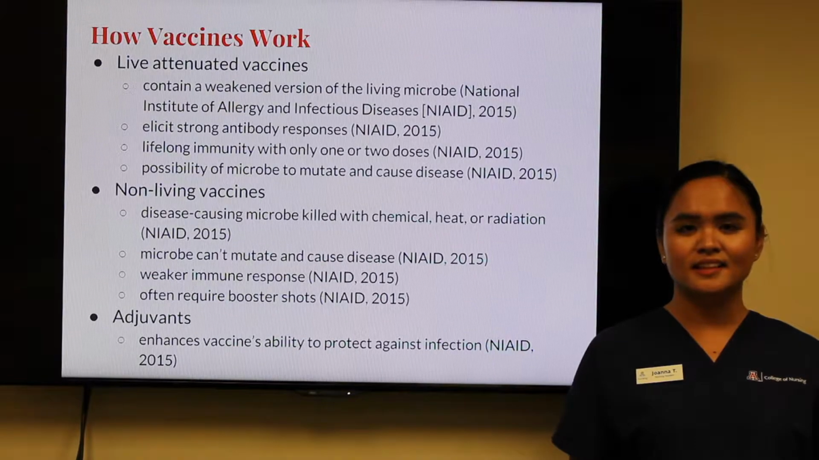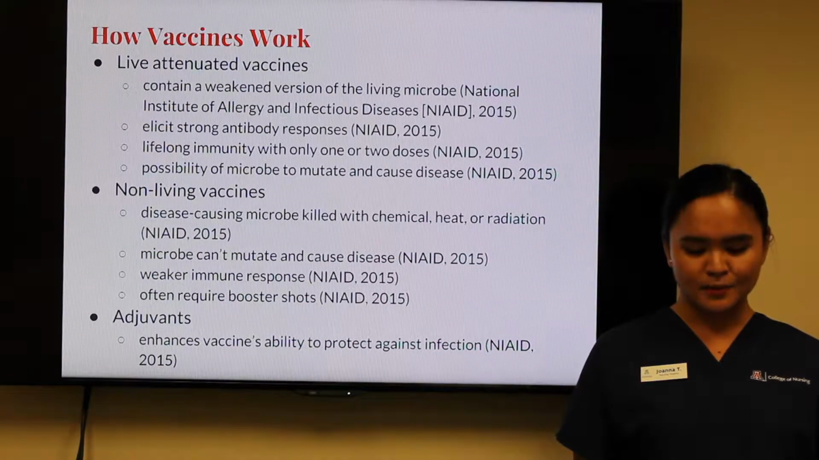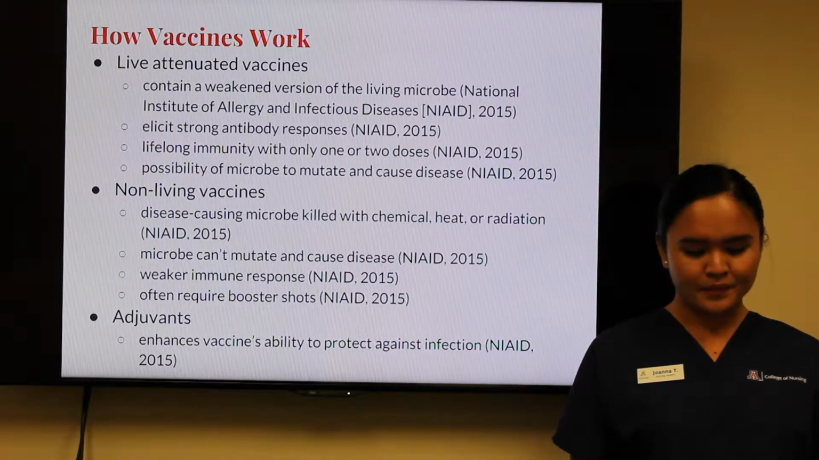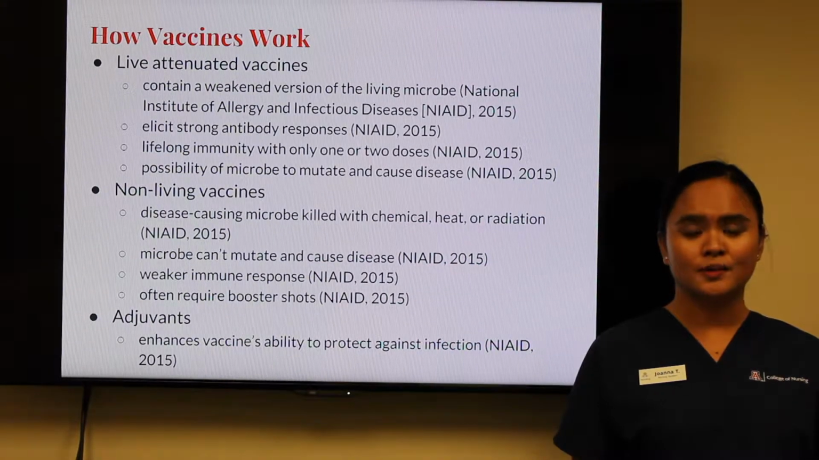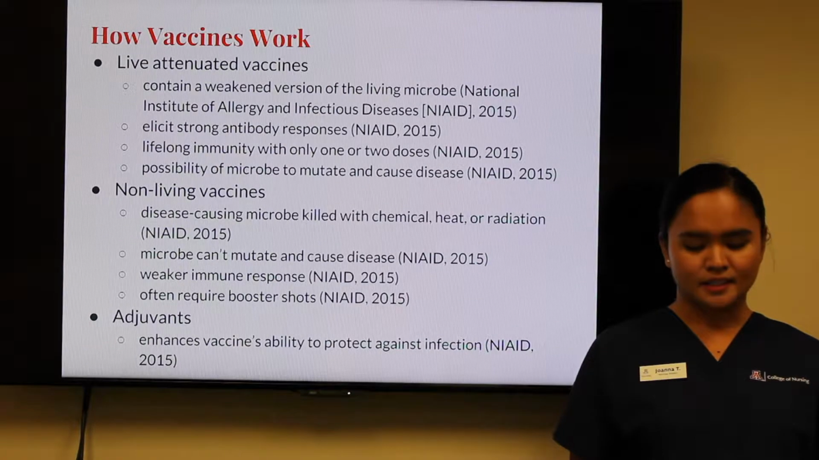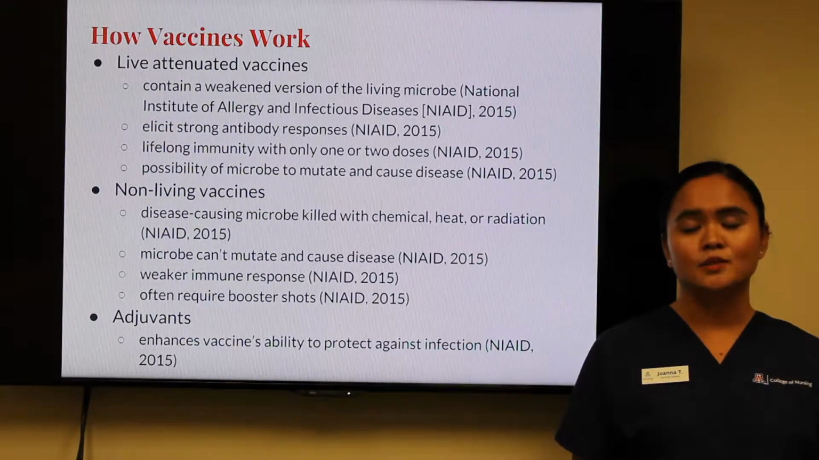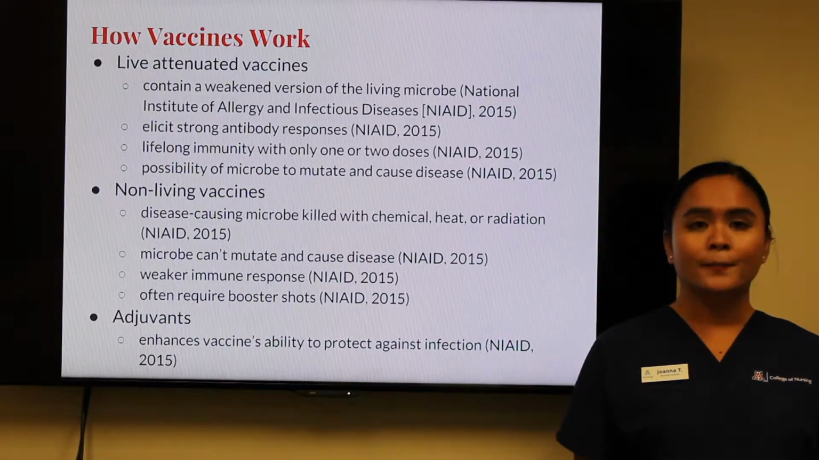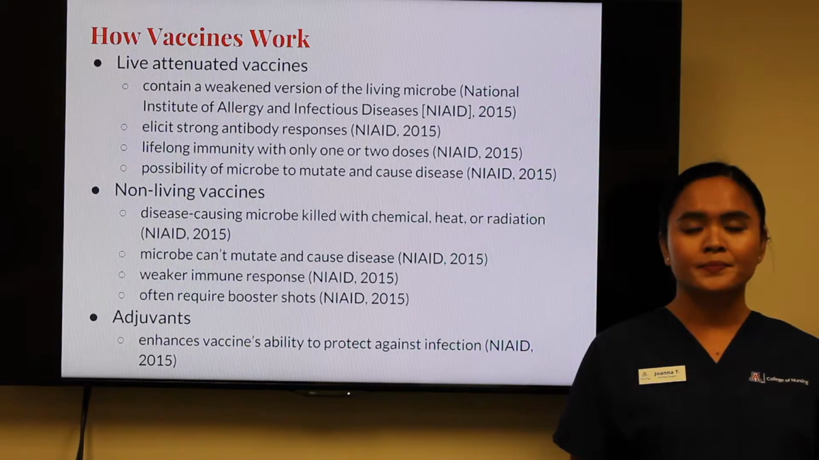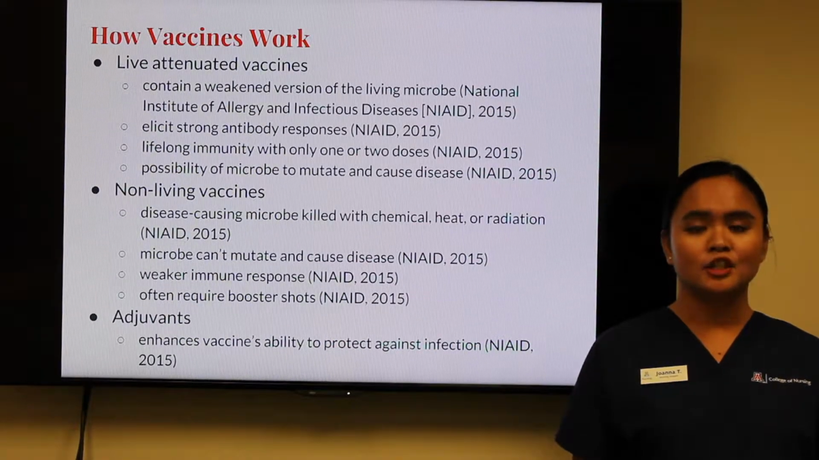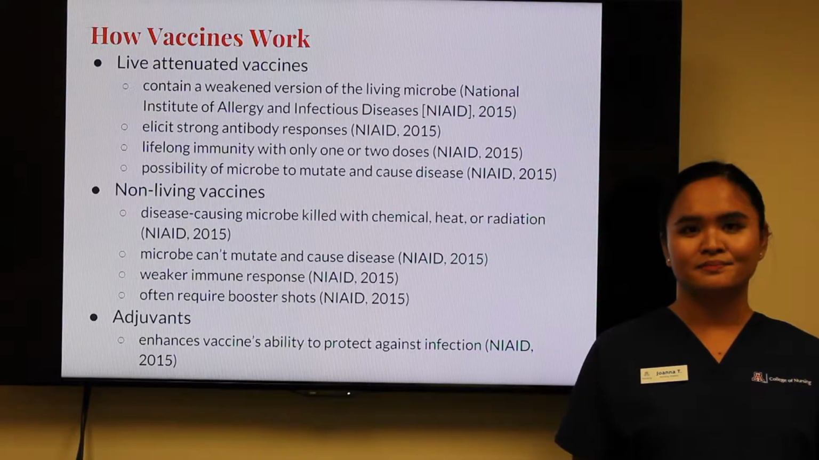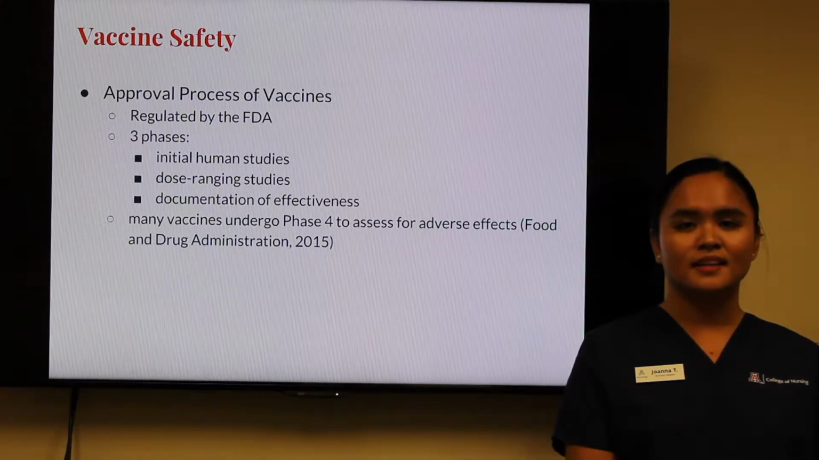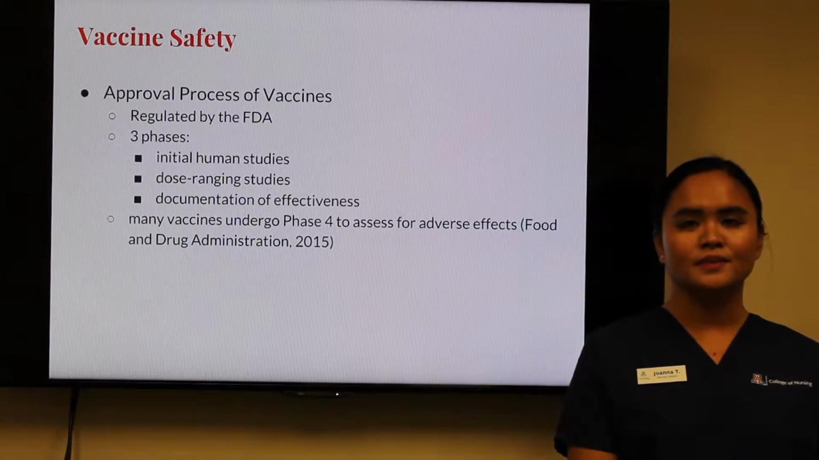Adjuvants are ingredients in the vaccine that help enhance its ability to protect against infection. It reduces the number of doses an individual may need to achieve full immunity. It also enhances effectiveness in very young and older adults, as well as immunocompromised people, by boosting antigen responses. Monophospholipid A and aluminum are both common adjuvants found in a lot of U.S. vaccines.